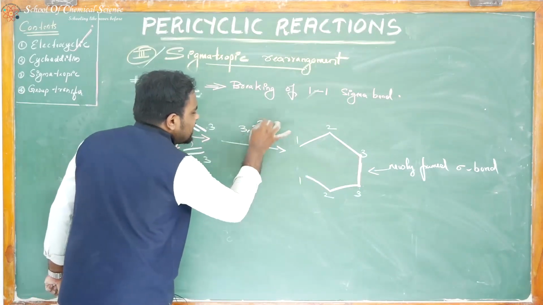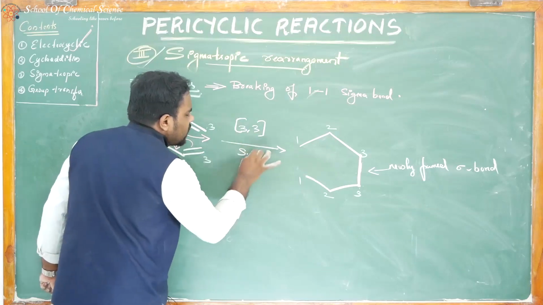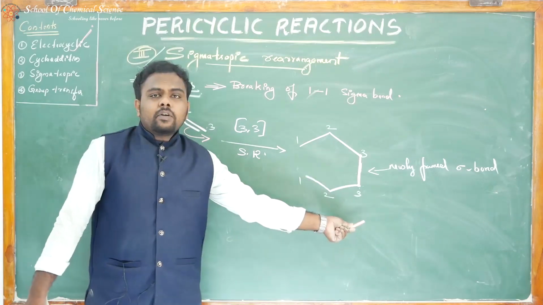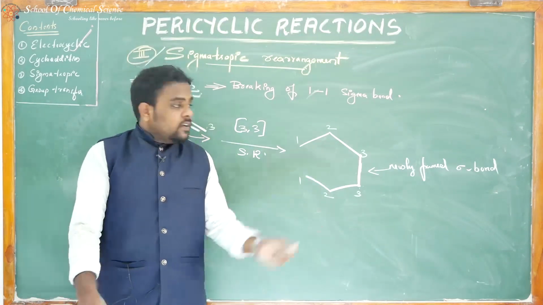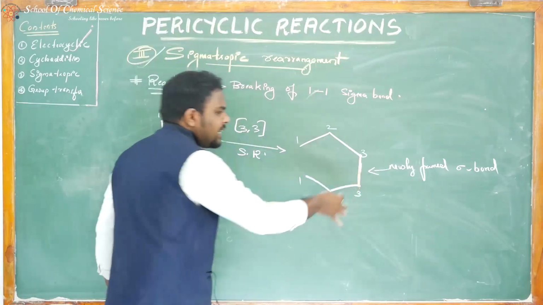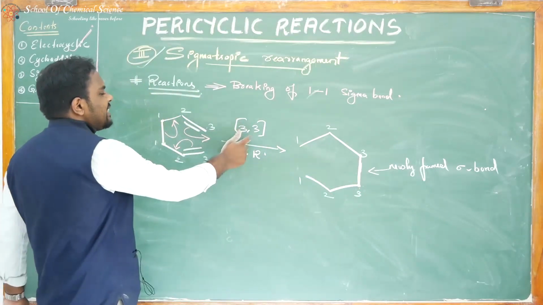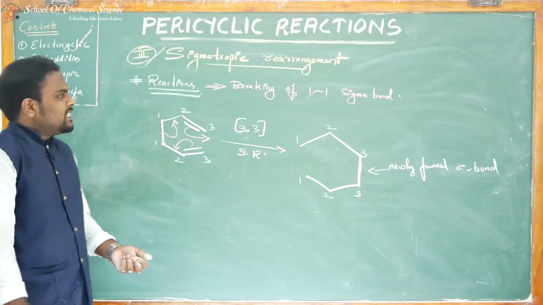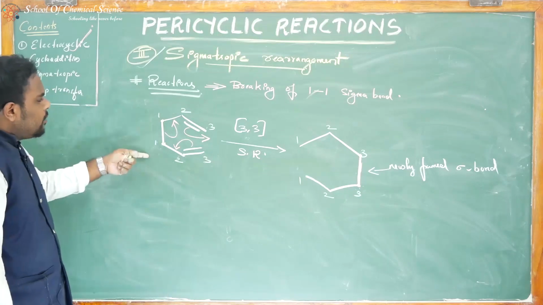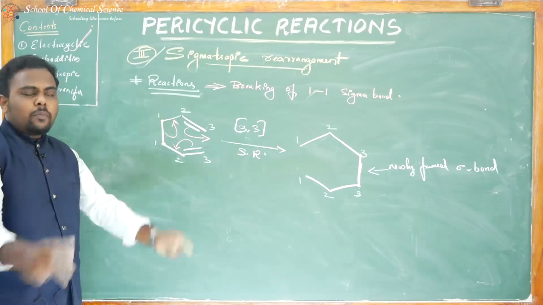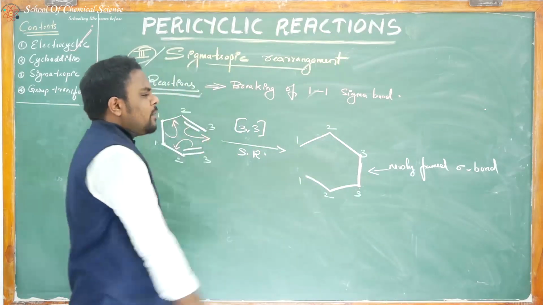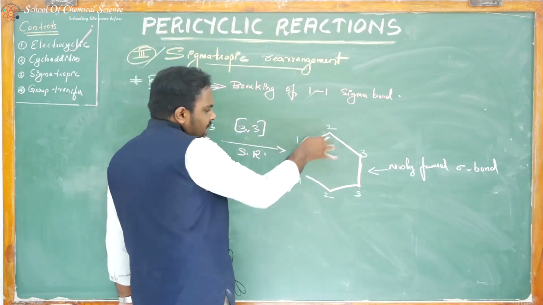So this is a 3,3 sigmatropic rearrangement. Wherever the new sigma bond is formed, that is the name of the reaction. So the new sigma bond is formed between 3 and 3, so that is a 3,3 sigmatropic rearrangement. What is the reaction? Breaking of one bond, and a new sigma bond is formed between 3 and 3. So this is an example for a 3,3 sigmatropic rearrangement.